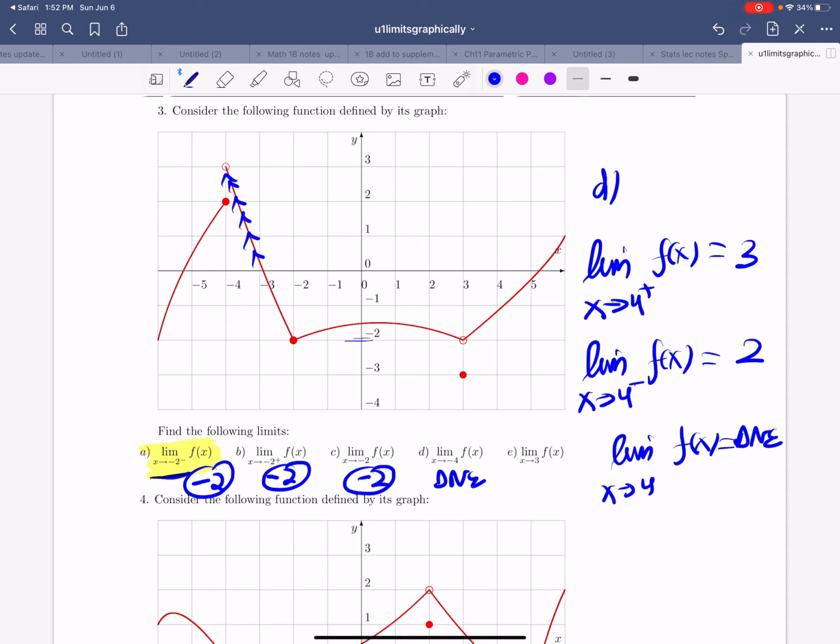For part E, limit as x approaches 3 of f of x. Let's see, as I'm getting closer and closer to 3 from the right-hand side and the left-hand side, the y value is getting closer and closer to -2. Notice that f of 3 does not exist. We have a hole at this point, and that's not an issue. Your function may not be defined at that particular point, but the limit may still exist. The limit at a point x equal to A is, as x is getting closer and closer to A, what value does y get closer and closer to?